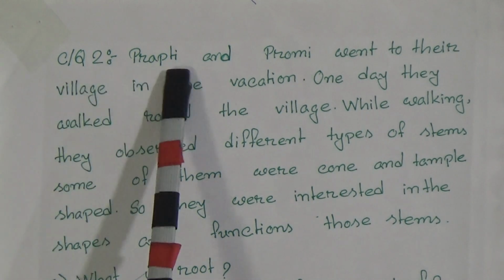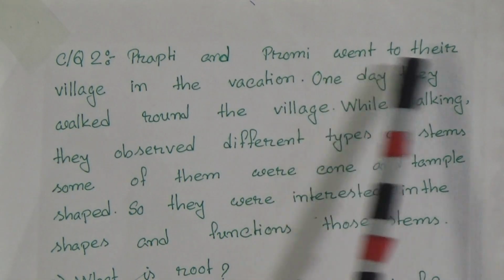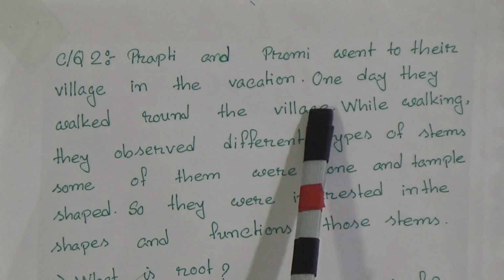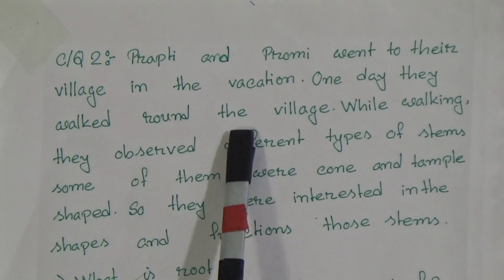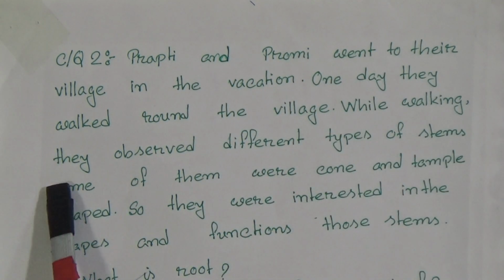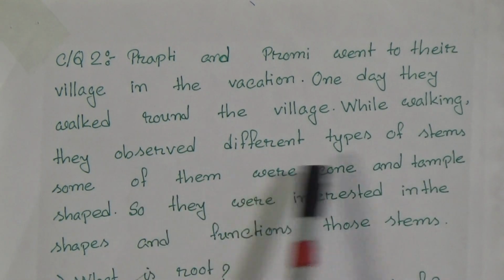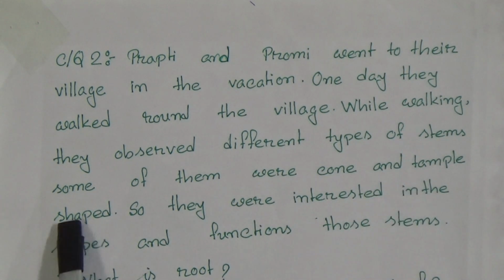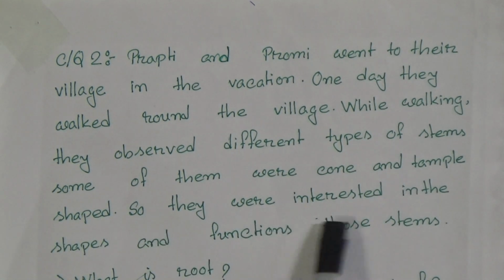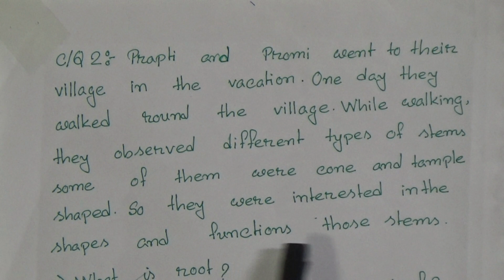Question number 2. Prapti and Promi went to their village in the vacation. One day they walked round the village. While walking, they observed different types of stems. Some of them were cone and temple shaped. So they were interested in the shape and function of those stems.